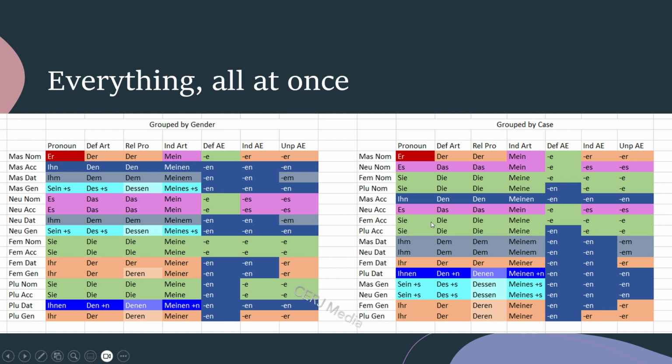And also grouped by case. So these are the same charts. They're just grouped by case and grouped by gender. So, you know, masculine nominative, masculine accusative, masculine dative, masculine genitive, versus masculine nominative, neuter nominative, feminine nominative, plural nominative. That's the only difference here.